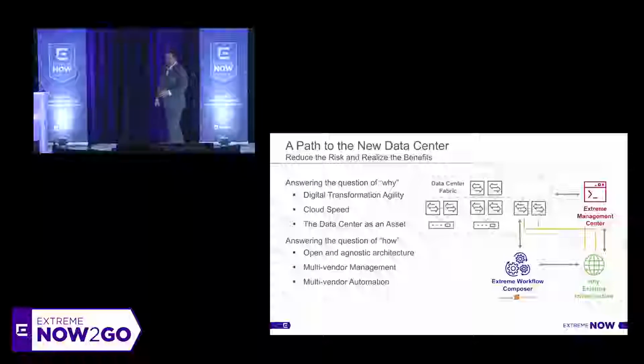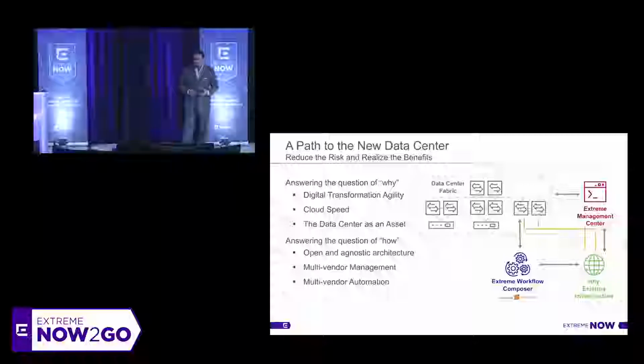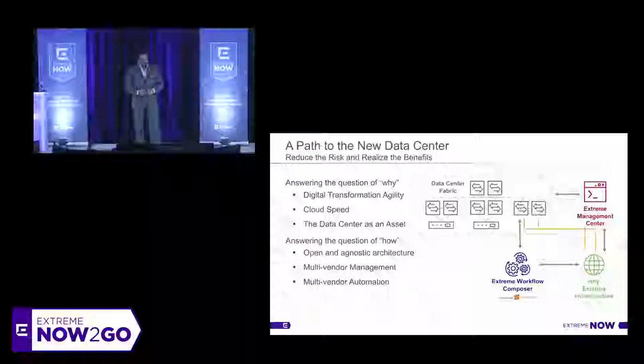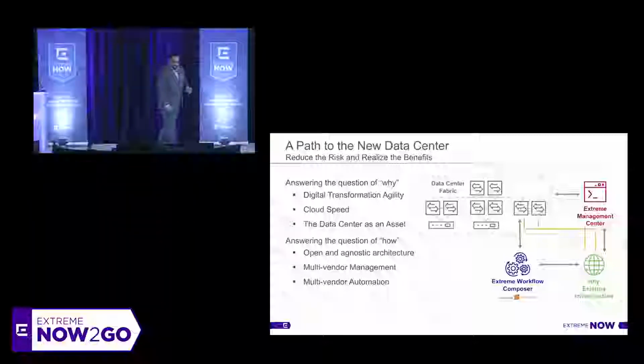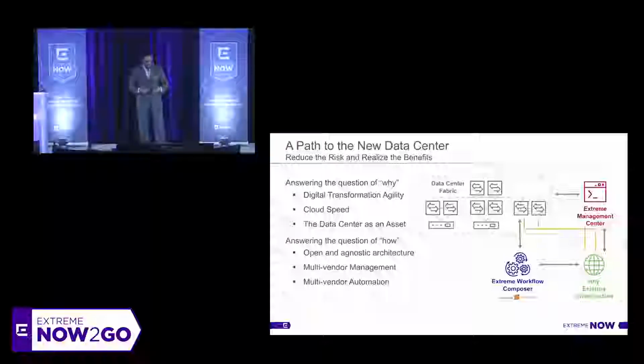So with that existing data center, I mentioned that most of those data centers are very slow, very manual, very difficult to add new features and functionality. So what do you typically do? Well, you add additions to the data center, perhaps Extreme data center fabric. And this is what will reduce risk as you start to deploy new technologies. Well, you can't have two data center technologies without connecting them together. So there has to be a level of interoperability to connect those two data centers together, providing you the digital transformation agility that you need, as well as the cloud speed to deliver new services inside the data center.